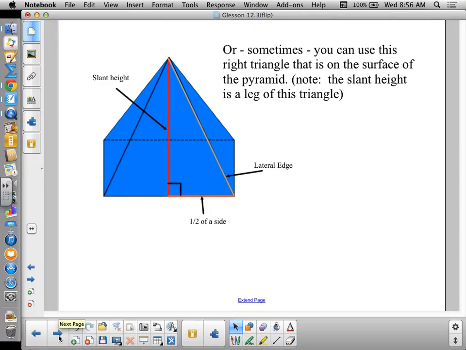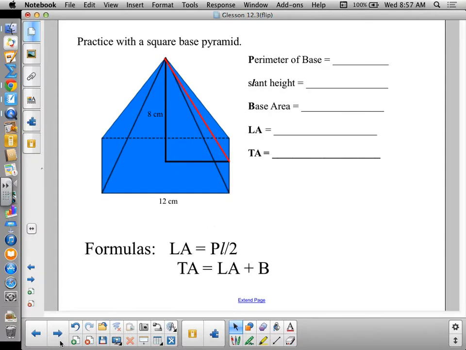The other triangle that we might have to solve in order to do this uses what's called a lateral edge of the triangle. And this is a little more unusual, but it can happen where we have half a side down in the bottom here. This is half the side. We have a lateral edge and the slant height. This is all in the face of the pyramid, so nothing's internal this time. Everything's on the face of the pyramid. In this case, the slant height is one of the legs of the triangle. But again, this is a little bit more unusual. And again, we solve that using the Pythagorean theorem in most cases. Let's take a look at a couple actual examples.